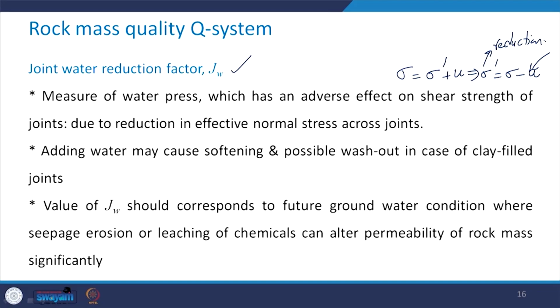So, adding the water may cause softening and possible washout in case you have clay filled joints. Value of JW should correspond to the future groundwater condition, where seepage erosion or leaching of chemicals can alter the permeability of rock mass significantly.